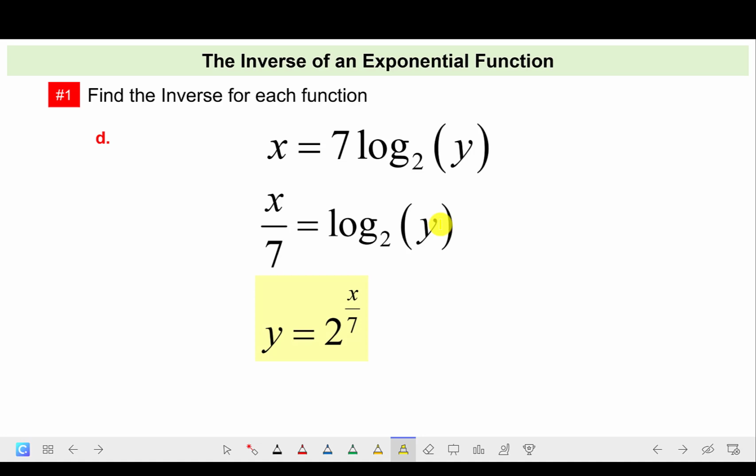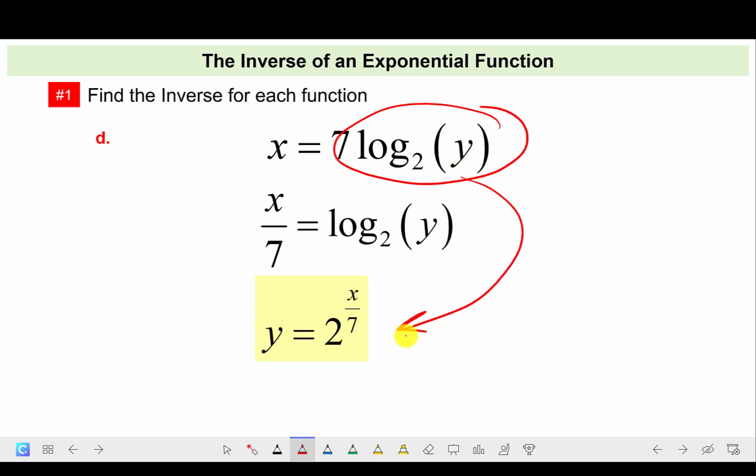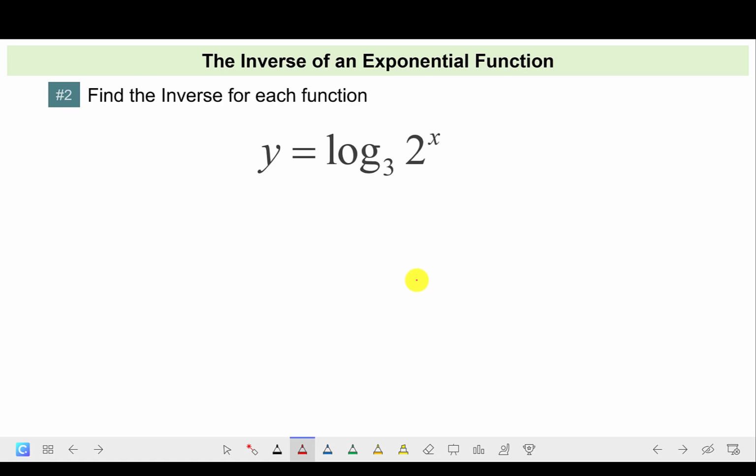Those are all basic, and what you noticed is that every time we had a log, the inverse will always be exponential, and when we had an exponential, it'll always be log. But what happens in a problem like this? Give this one a try. Pause and try this one on your own.